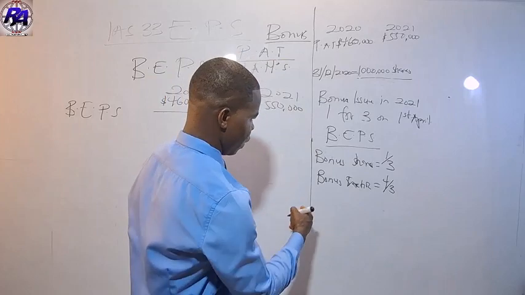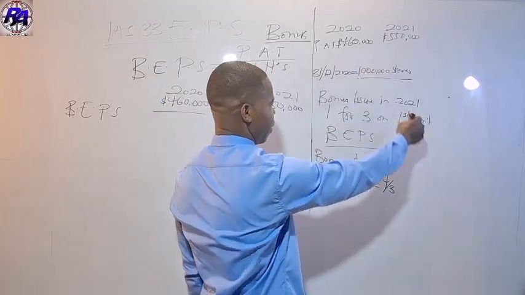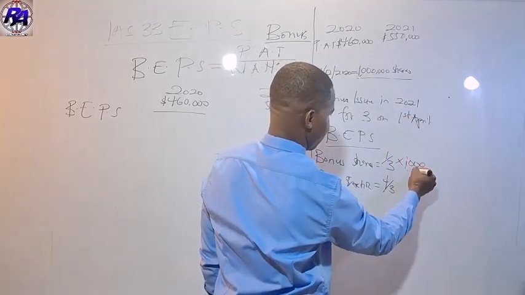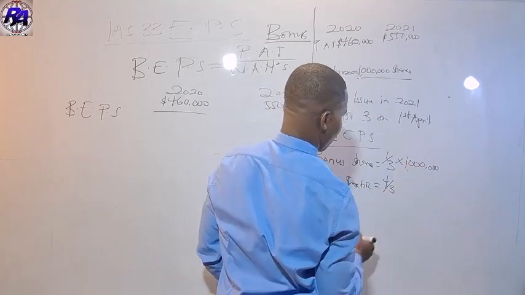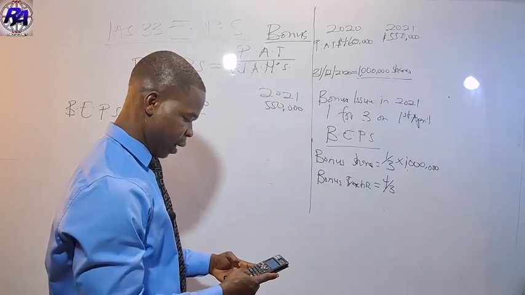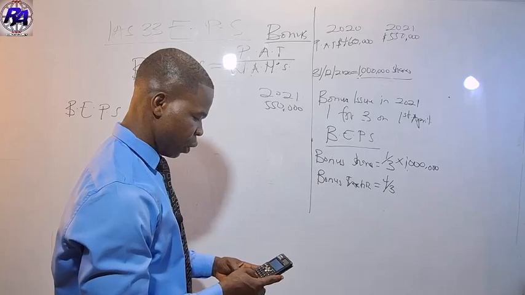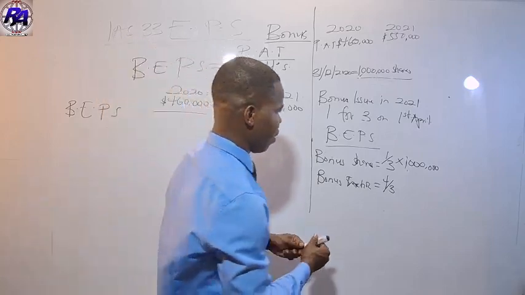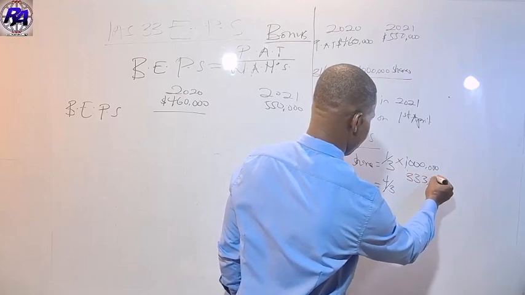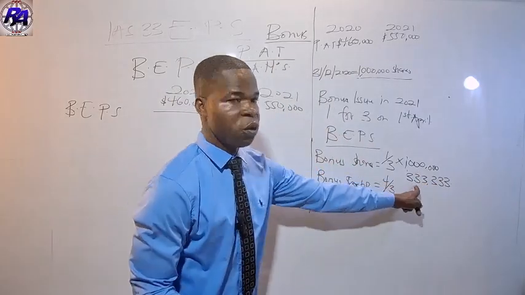In this case, the number of shares is going to be 1 over 3 times the existing shares, which is 1 million. So let's see what that's going to give us. 1 divided by 3 times 1 million gives us 333,333. We are leaving this figure as a whole number. So this is going to be our bonus shares.